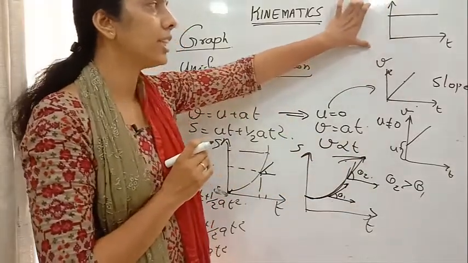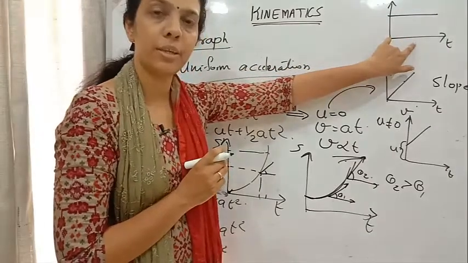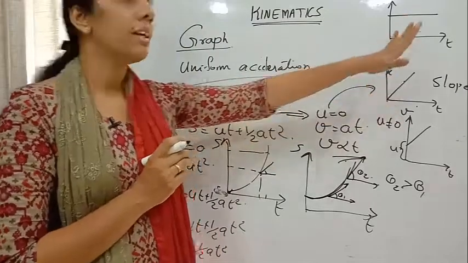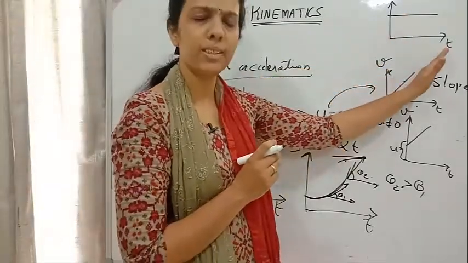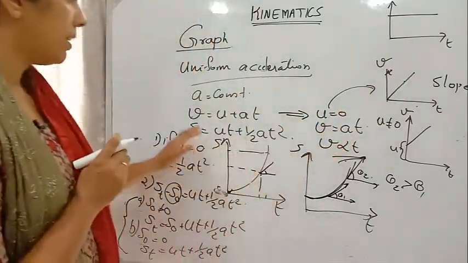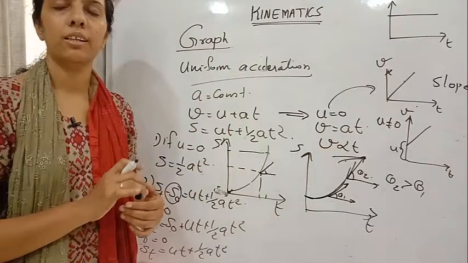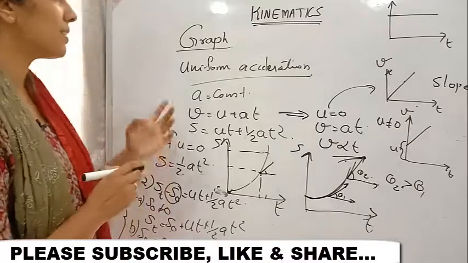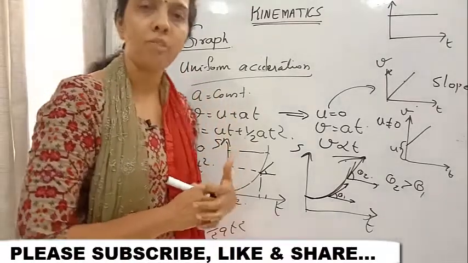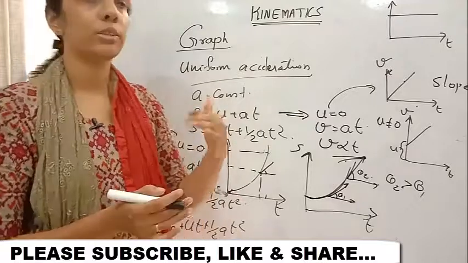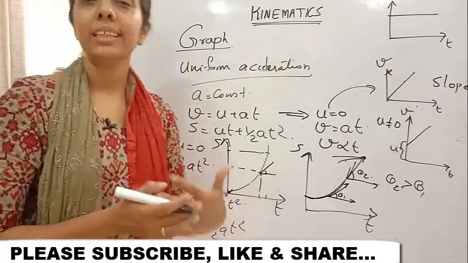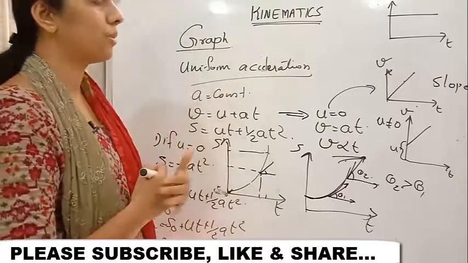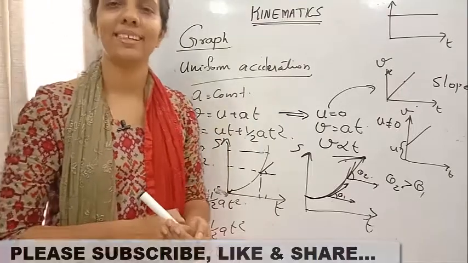Under uniform acceleration, the acceleration time graph will be a straight line parallel to the time axis. The velocity time graph will be a straight line with a slope, with an inclination, and the displacement time graph will be in the shape of a parabola, since it is a quadratic equation. Clear, children? So these are the main concepts about graphs under uniform motion and uniformly accelerated motion. Next we will learn about retarded motion. There are some more graph concepts that we will discuss in the next class.